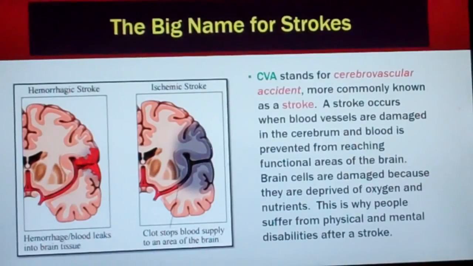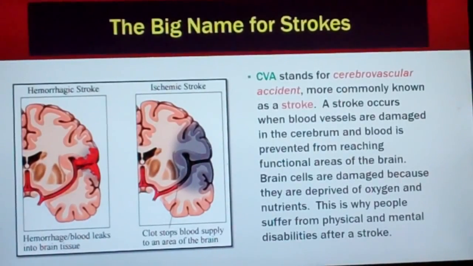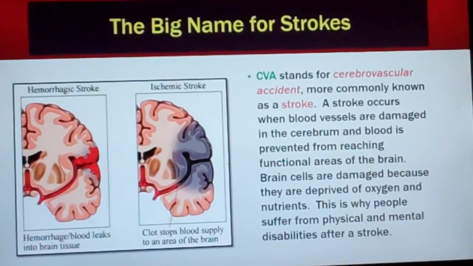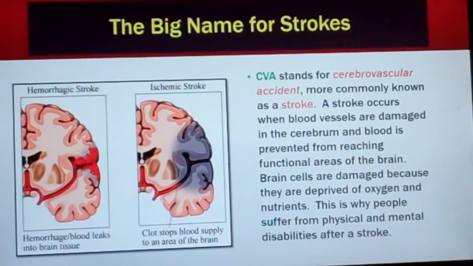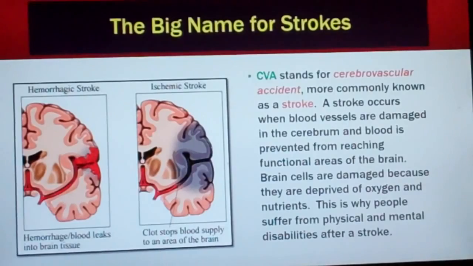A big name for strokes. CVA stands for cerebrovascular accident, more commonly known as a stroke. A stroke occurs when blood vessels are damaged in the cerebrum and blood is prevented from reaching functional areas of the brain. Brain cells are damaged because they are deprived of oxygen and nutrients. This is why people suffer from physical and mental disabilities after a stroke.